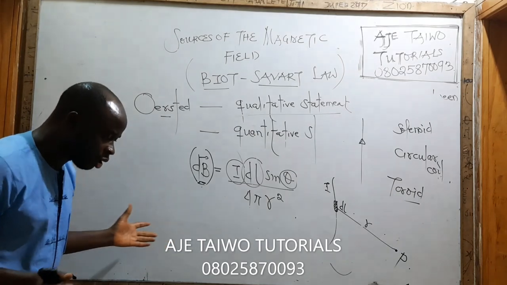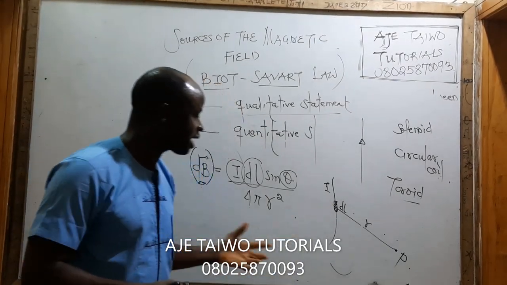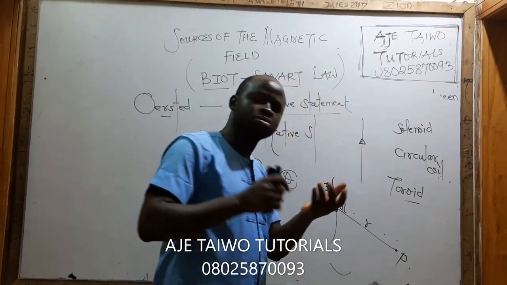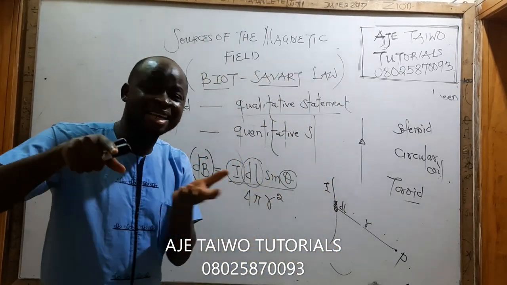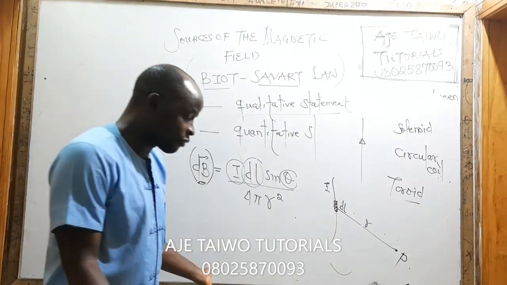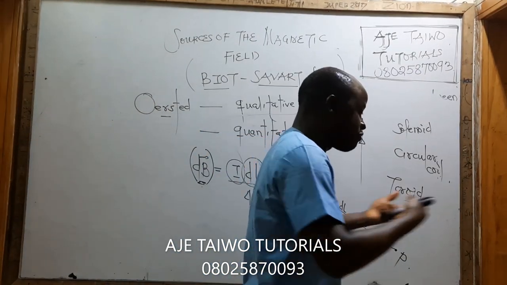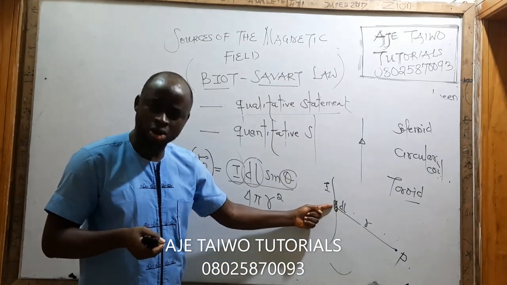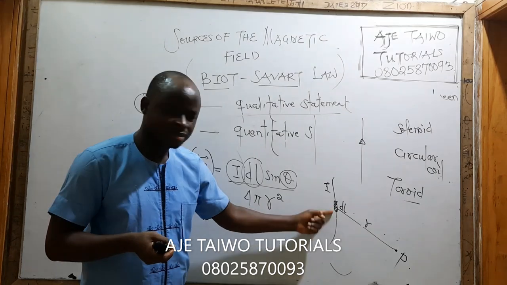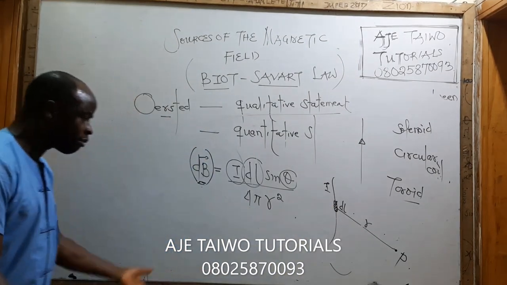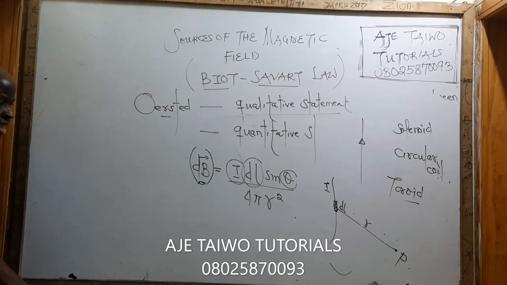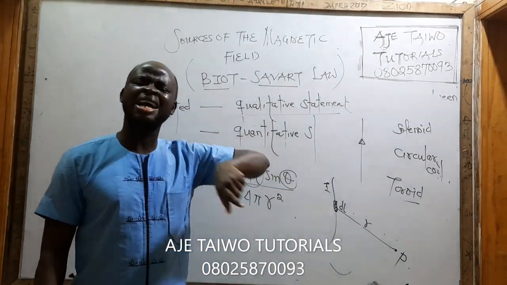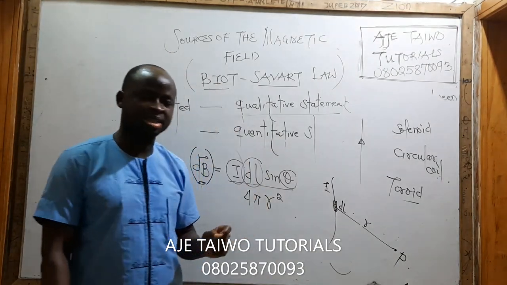Now, the closer you are to the current carrying conductor, the more magnetic field you will experience. If you move close to the current carrying conductor, you are influenced more by the magnetic field created by this conductor carrying current. And the farther away you move from the current carrying conductor, the less the influence of the magnetic field created by this current carrying conductor.